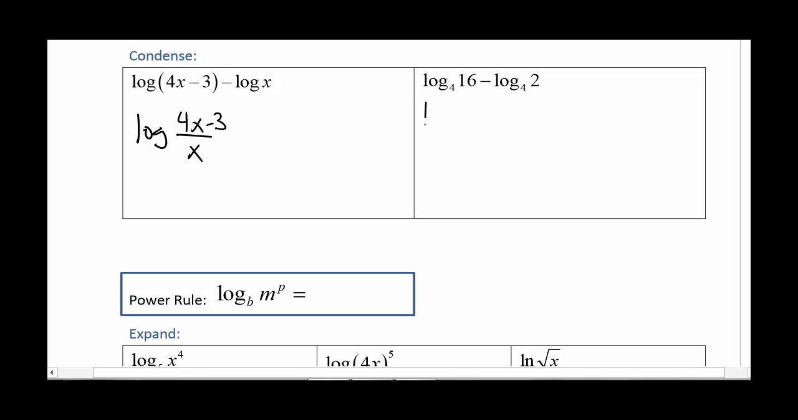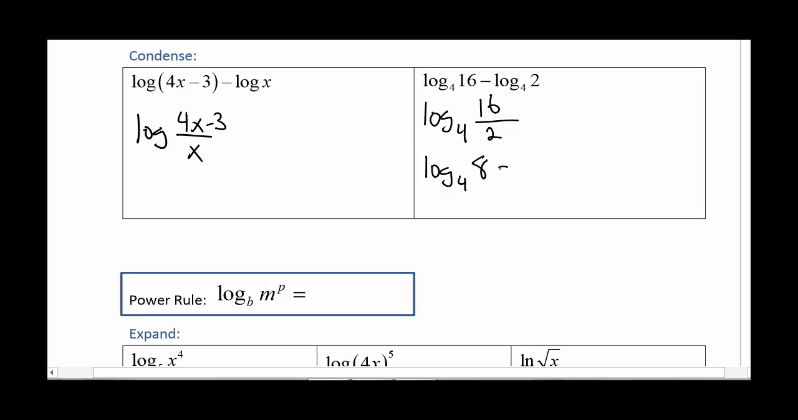Over here, we have log base 4. Okay, what number goes up top? That's 16, and that's a 2. And we actually can simplify that down, because 16 over 2 reduces down to 8. Now, you're probably thinking, well, at that point, we're done. Okay, but remember, there's a way that we could actually simplify this even further.